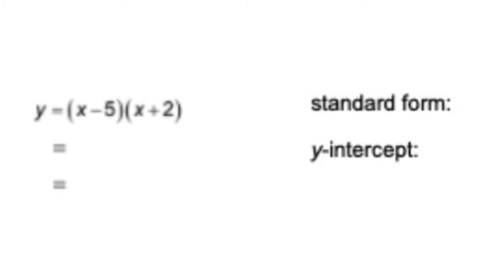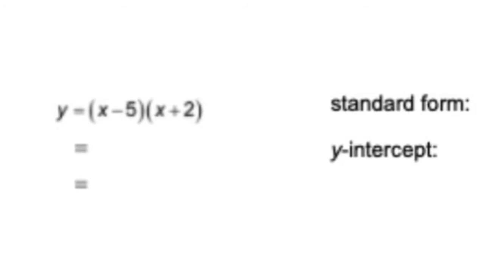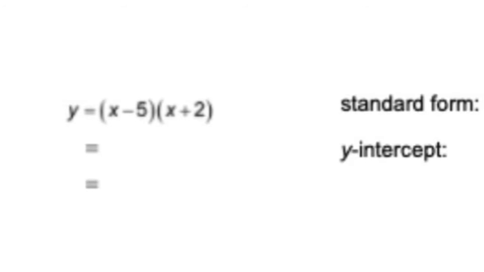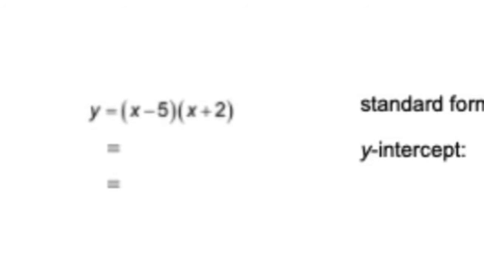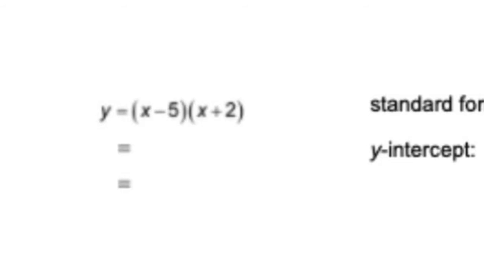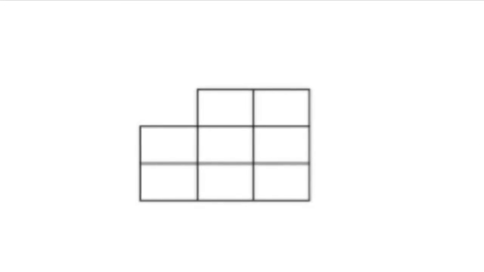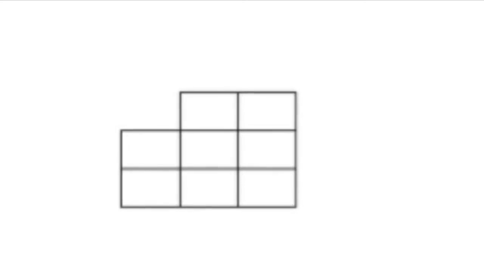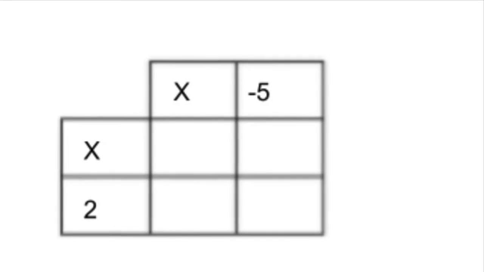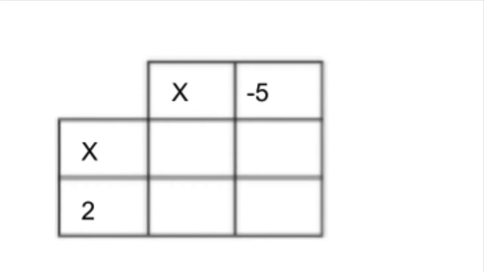Our first question is y is equal to (x minus 5)(x plus 2). The question asks us to first put that in standard form. So that means I need to use the chart and find standard form, and then I want to find the y-intercept. This chart is really useful. Don't forget, you can use this chart next year when you're in grade 11, even if your teacher doesn't typically use it. So we're going to take the x minus 5 and the x plus 2.